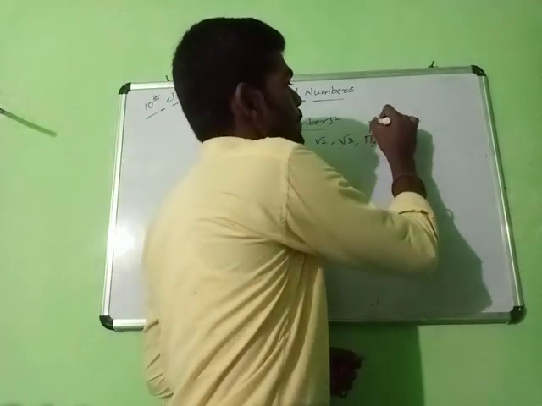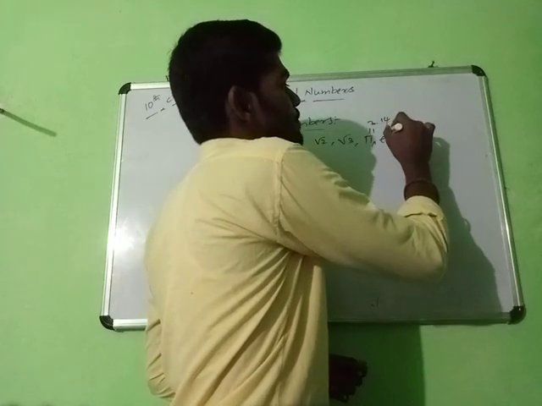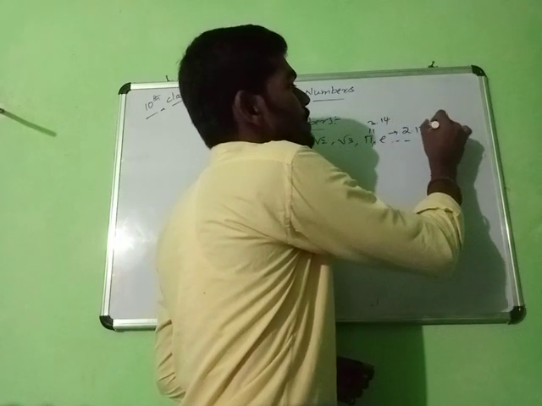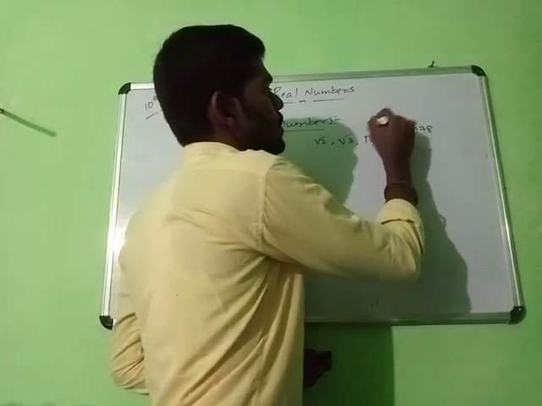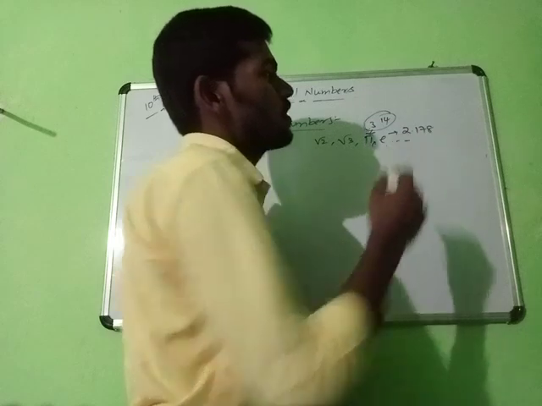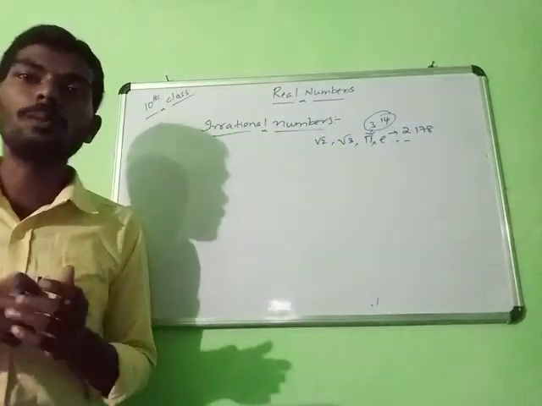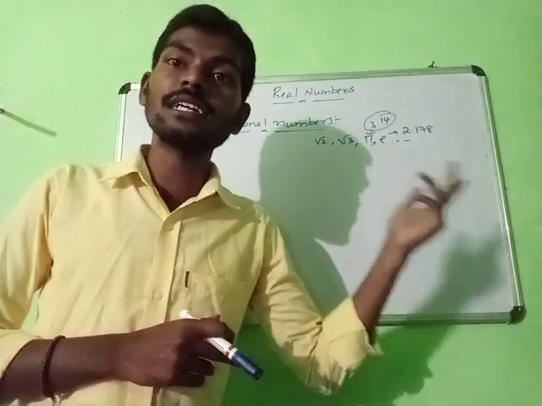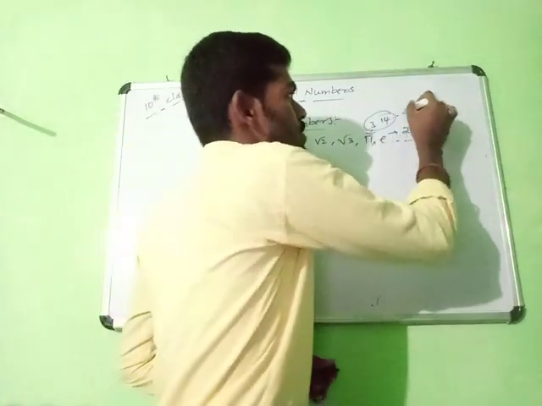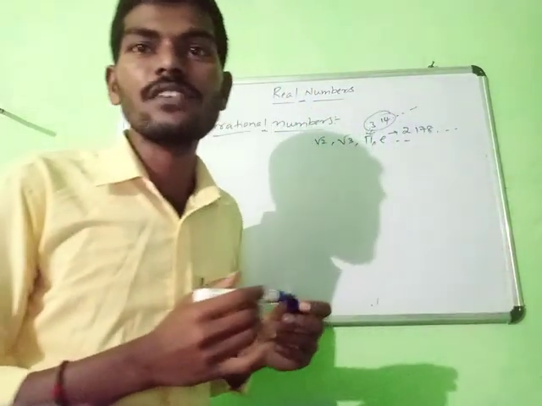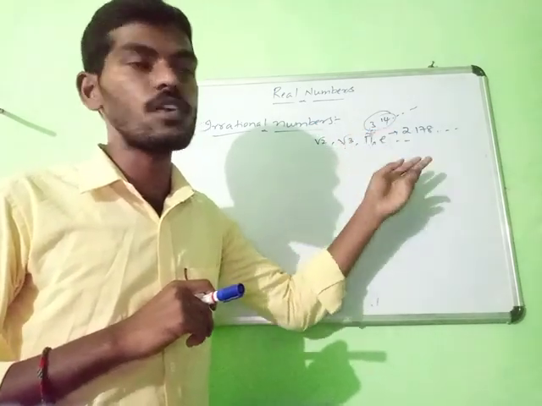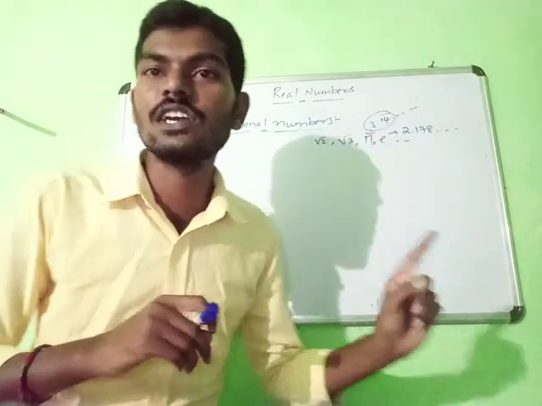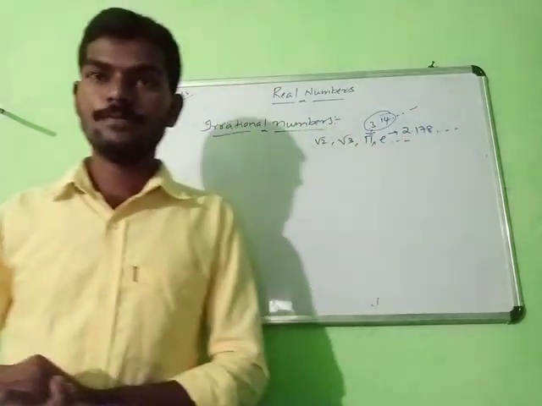Pi value, how much will come? 3.14. Here the e value is 2.718. These are also non-terminating, which means digits will keep coming on and on. But for calculations, we take only this much. For pi we take 3.14, and for e we take 2.718. Only these are taken for calculations.